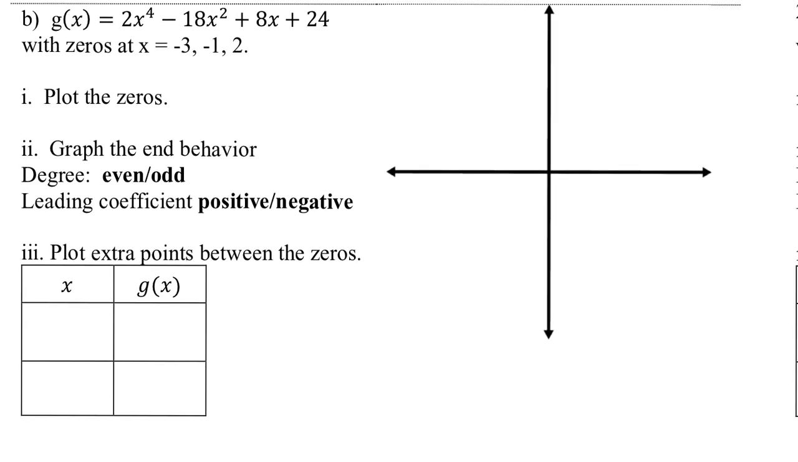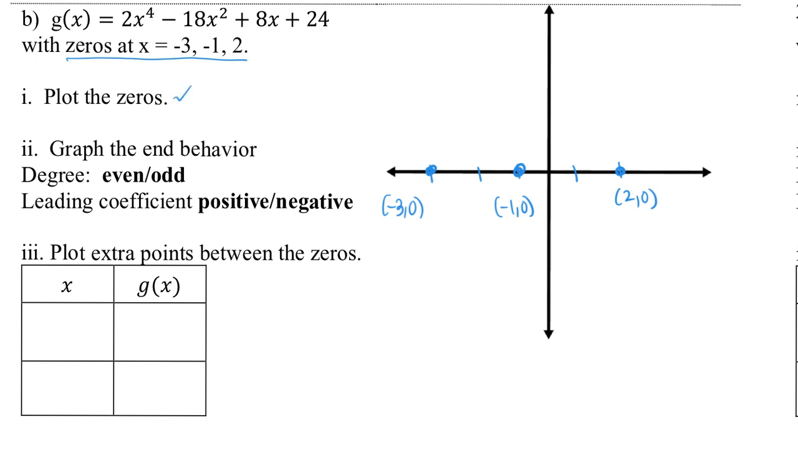Okay, so for B, they give me a giant polynomial. Eventually we're going to figure out the zeros ourselves, but since we're still practicing our end behavior, we're going to go ahead and just use the given information. So I'm going to plot the zeros. You can put the marks or you can estimate. So -3, 0. -1, 0. And +2, 0. Good. Play with the zeros.